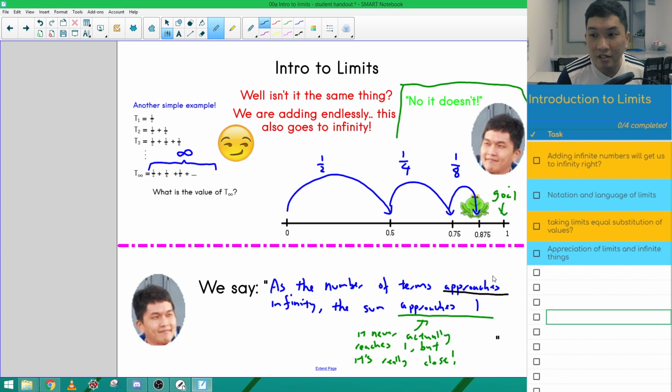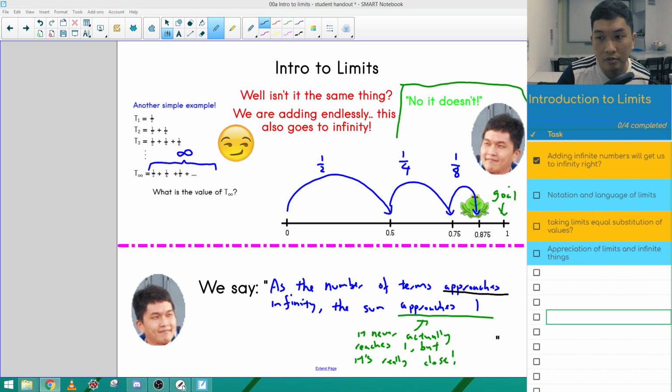Okay, so with this, I think I've answered the question on the checklist, right? Adding infinite numbers will get us to infinity. No, that is not true, right? That is not true. I've also answered the question about approaching, right? Approaching means that we are getting close to somewhere, but we're never actually getting there. Yeah, we're getting close, but never actually reaching the destination.